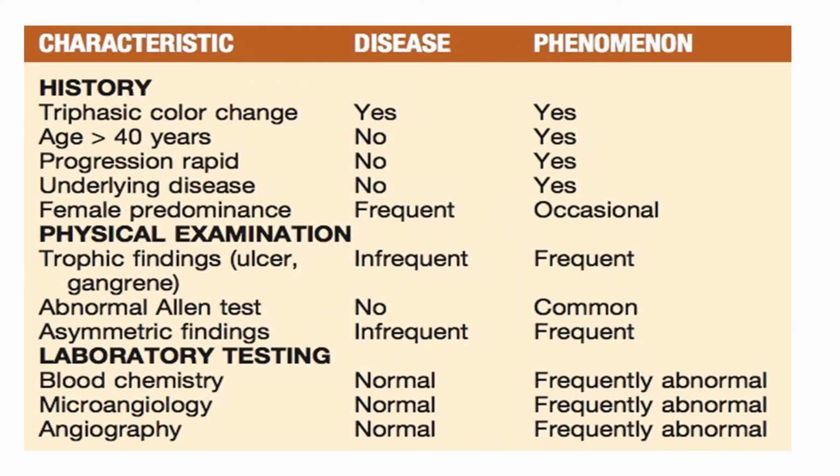So, as I have said, in the primary one, the underlying disease is not known and it is most common in females, or female predominance is seen, whereas in Raynaud's phenomenon, the underlying cause is known and it affects both genders equally.